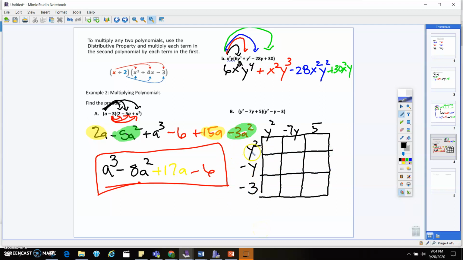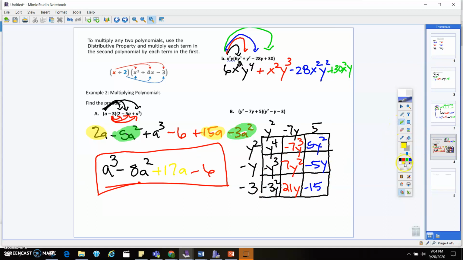Okay, so you've got y squared times y squared, which gives you y to the fourth. Negative y times y squared is going to give you negative y cubed. Negative 3 times y squared is negative 3y squared. In the next column over, we've got y squared times negative 7y, which is going to give you negative 7y to the third. Negative y times negative 7y is going to give you positive 7y squared. Negative 7y times negative 3 is going to give you positive 21y. And then you're going to do y squared times 5y squared. Negative y times 5 is going to give you negative 5y. Negative 3 times 5 is negative 15.